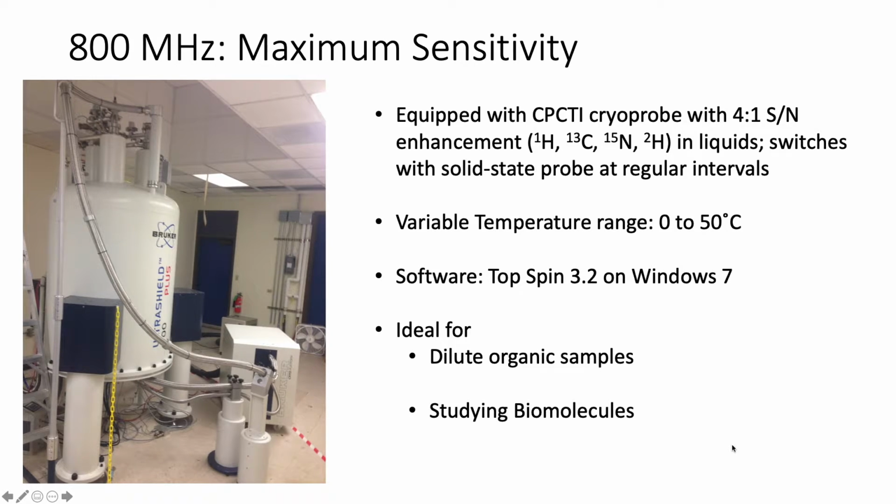Additionally, this is capable of varied temperature, albeit a smaller range than, say, the 500 megahertz, from 0 to 50 degrees centigrade, but isn't useful for, say, biological samples. The software is an updated version of Topspin running on Windows 7, and this instrument is ideal for extremely dilute organic samples. You can imagine single-digit milligram quantities or even less, or studying biomolecules where you have a lot of active nuclei present, and so you need that high level of resolution in order to distinguish your signals.